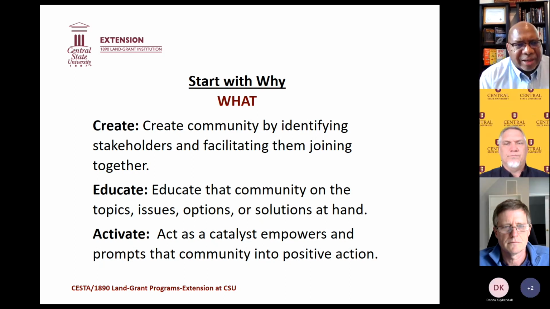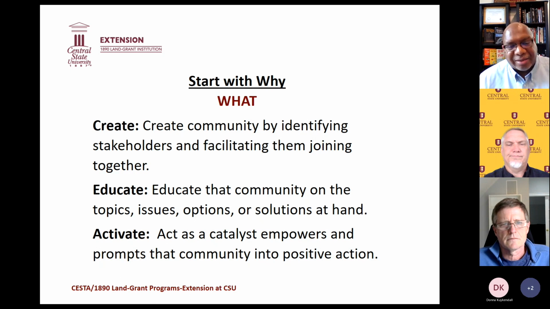And then activate, which I think is one of the most important aspects of this, in terms of helping to get folks to move from just the knowledge and understanding stage to actually putting things into action. So you're looking to empower them, and then prompting them to actually take that step to change the behavior, change the conduct, or do some things that need to happen to change their conditions and circumstances for the better. So create, educate, and activate is sort of what I would sum up what we do.